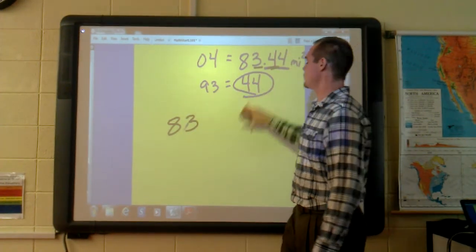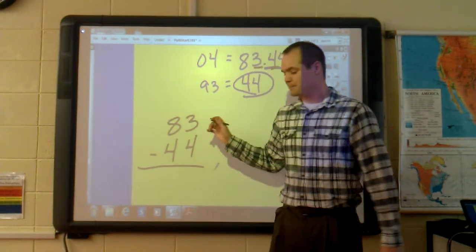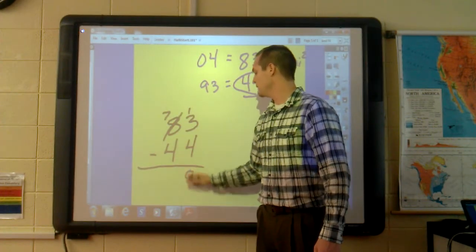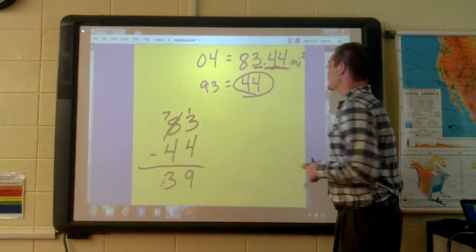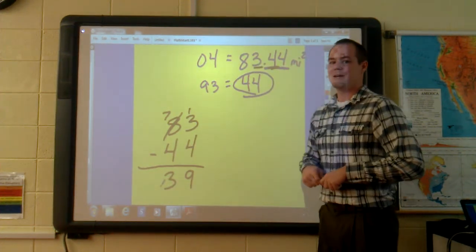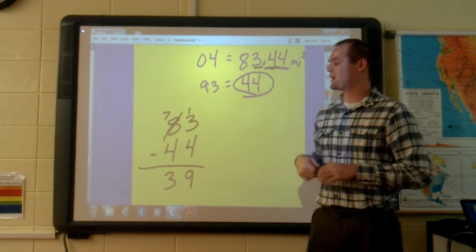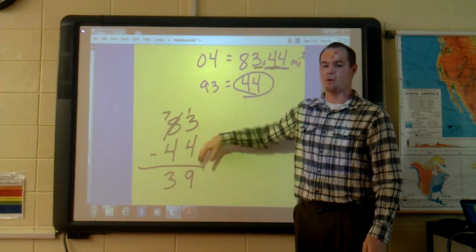In 93, it was 44 miles, so we can subtract that from it. Okay, we subtract 13 minus 4 is 9. 7 minus 4 is 3. Now, I guess when you use estimation, you can round to a number that would easily subtract 44 from it.